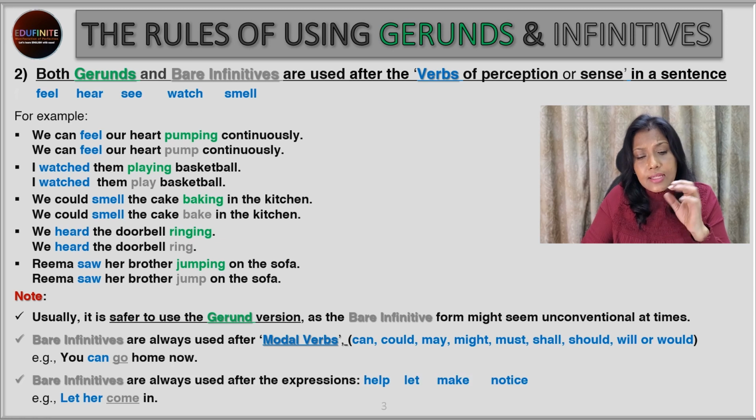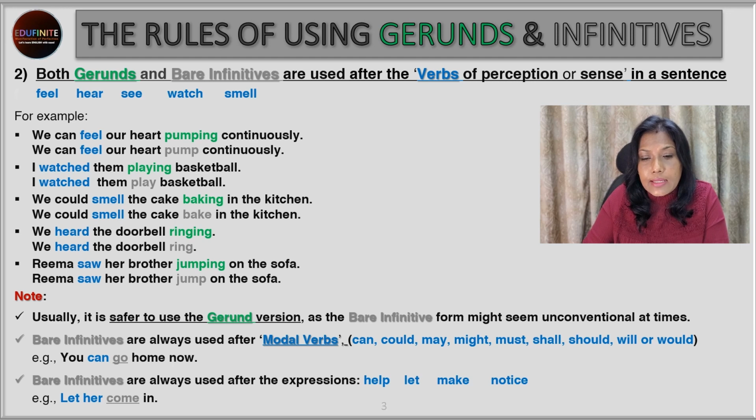Well, the next thing is bare infinitives are always used after the expressions help, let, make, notice. For example, let her come in. We never say let her coming in, or let her to come in. It's only let her come in. So the bare infinitive is used after these expressions.